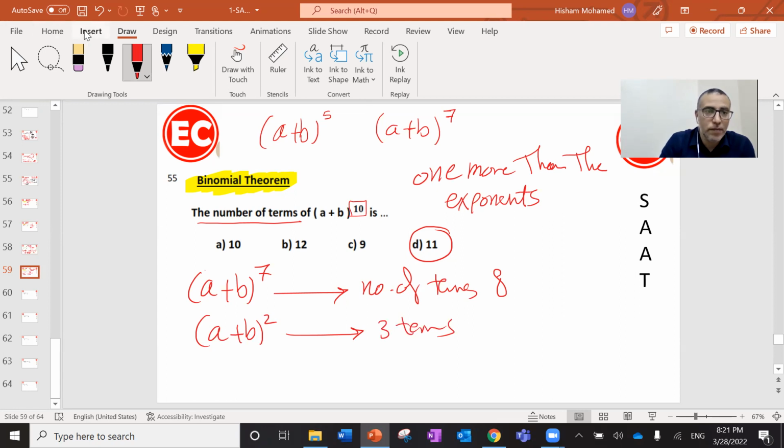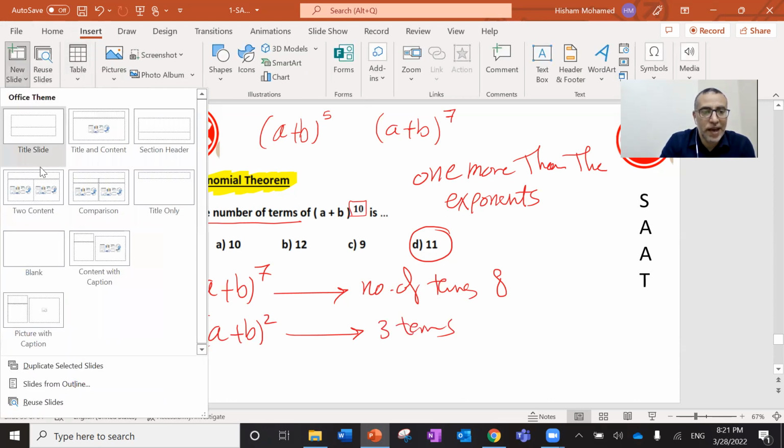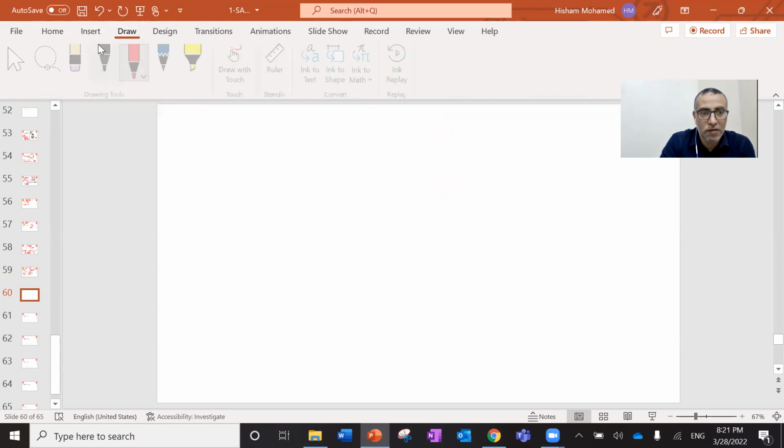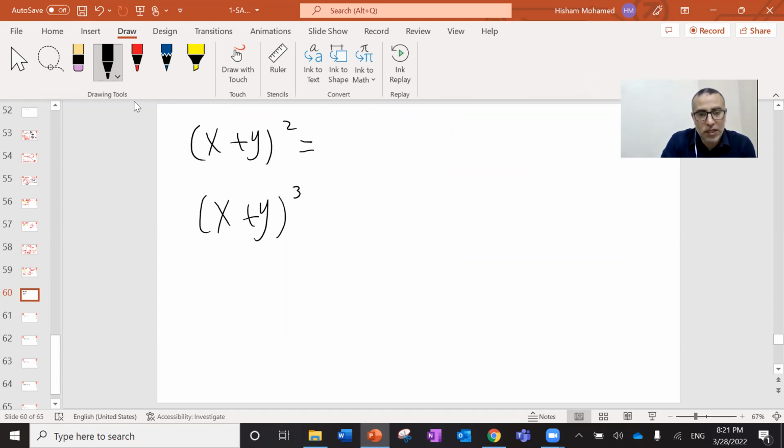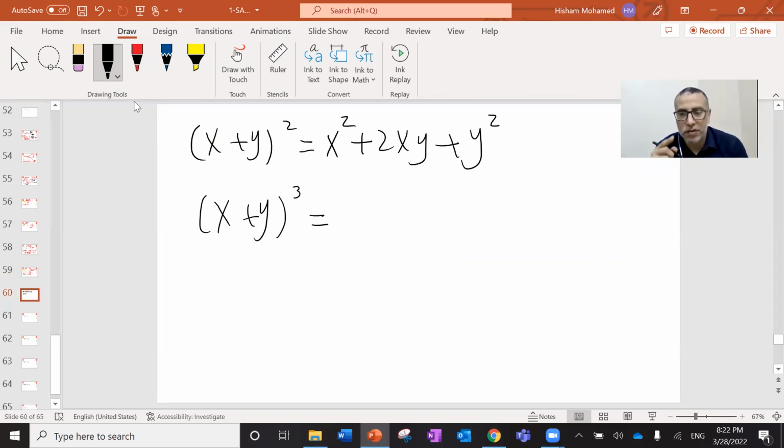By the way, for bracket to the power of 2 and bracket to the power of 3, I would like you to write this with me. x plus y to the power of 2 is equal to what? And x plus y to the power of 3 is equal to what? x plus y to the power of 2 is equal to x squared plus 2xy plus y squared: the first term squared, plus 2 times the first by the second, plus the second term squared. But in case of the power 3, you have 4 terms.